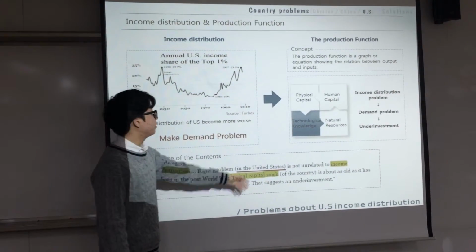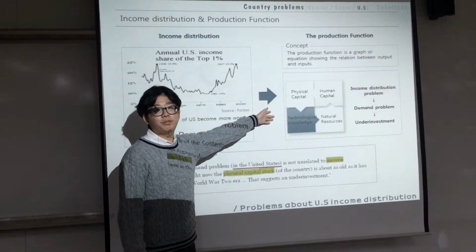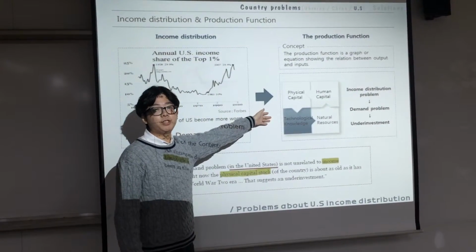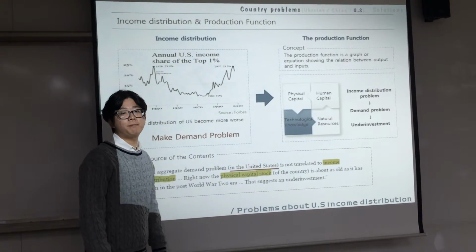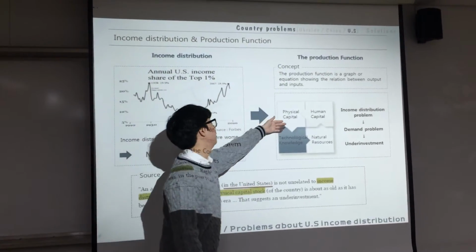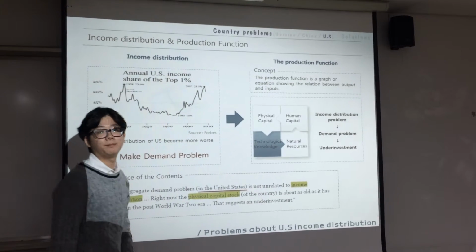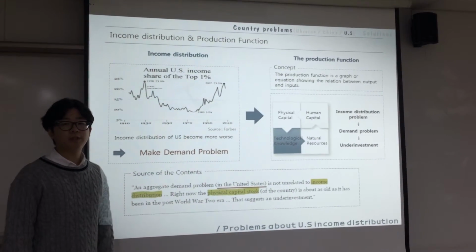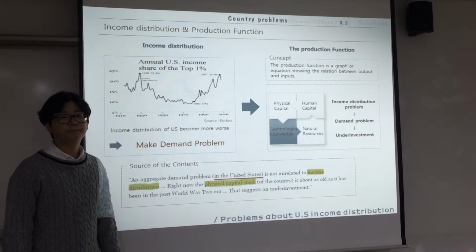Let's see the production function about this problem. The production function is a graph or equation showing the relation between output and inputs. There are 4 components which are added in the production function: physical capital, human capital, natural resources, and technological knowledge. The demand problem and the physical capital stock problem have a strong relation with each other.